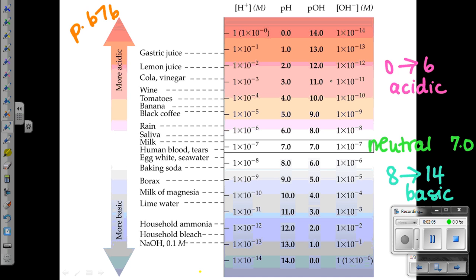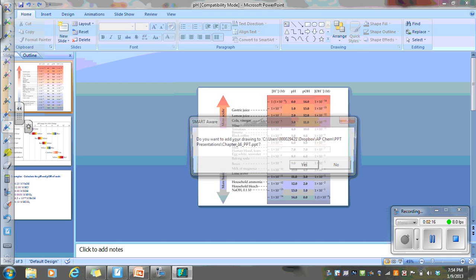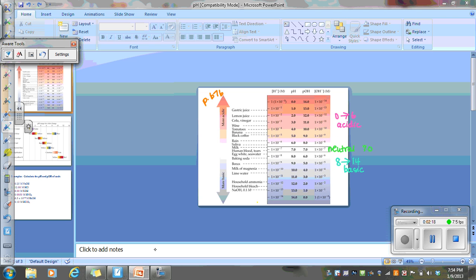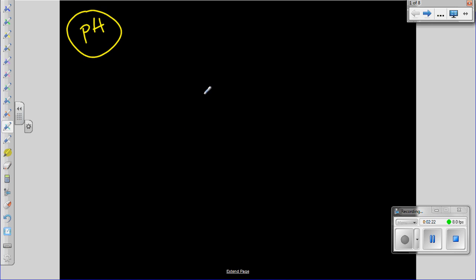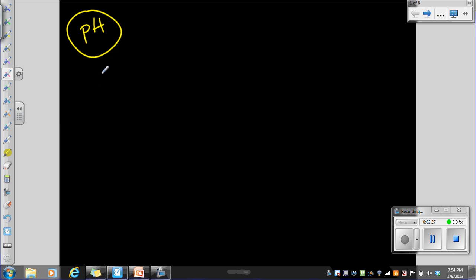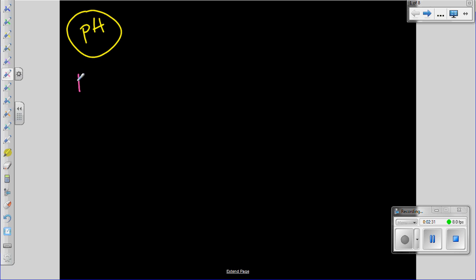What I'm going to do now is show you how we calculate all of these things up at the top. So I want to go back to Smart Notebook. Give me a second. Okay, so the first thing I want to do is give you some equations that we're going to use for pH, and these ought to look familiar because hopefully you learned them in Chem 1.